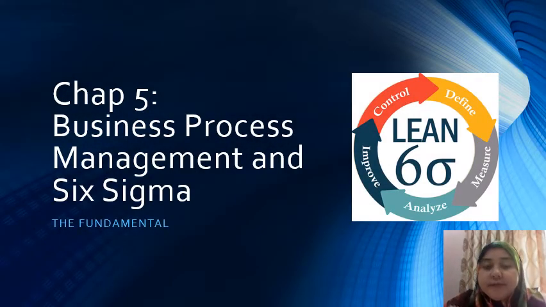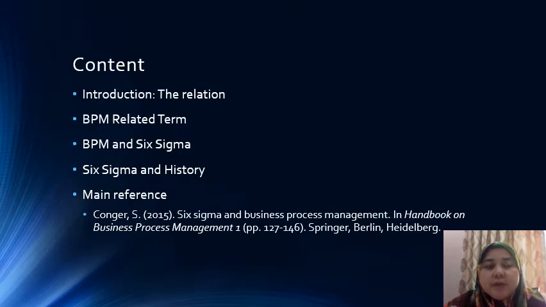Now we begin our chapter 5, entitled Business Process Management and Six Sigma: the fundamentals. Okay, we look at the content. Basically, in this chapter, we're going to look at BPM with Six Sigma and the relation. And we're going to look at several terms related to BPM. And then we're going to look at some of the history, why we need to learn Six Sigma, and where to apply Six Sigma in BPM.